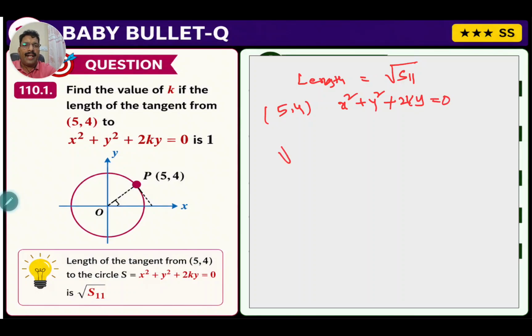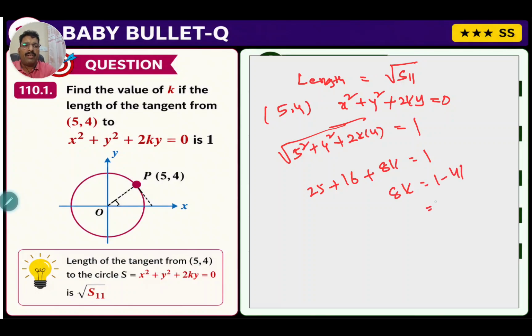So length if you write directly, under root 5 square plus 4 square plus 2k into 4, the y value 4, is equal to 1, given as the length of the tangent in the question. So squaring on both sides, root will get cancelled. 25 plus 16 plus 8k is equal to 1. So 8k is equal to 1 minus 41, that is equal to minus 40. So k value is equal to minus 5. In this way you have to use the length of the tangent formula and find k value.